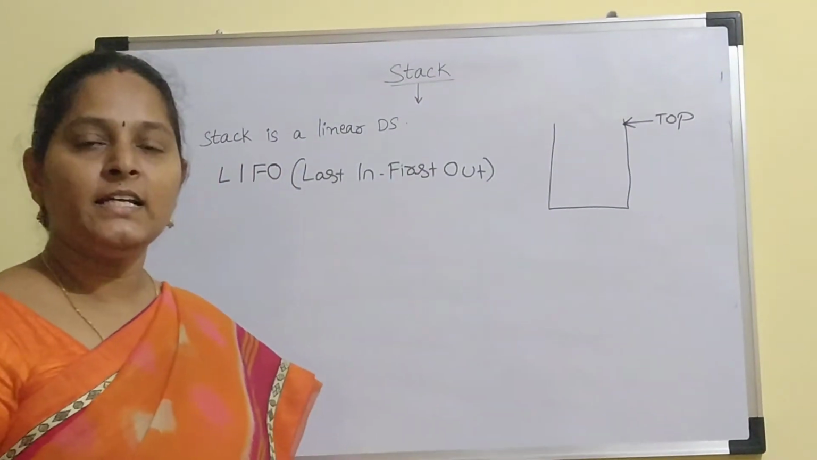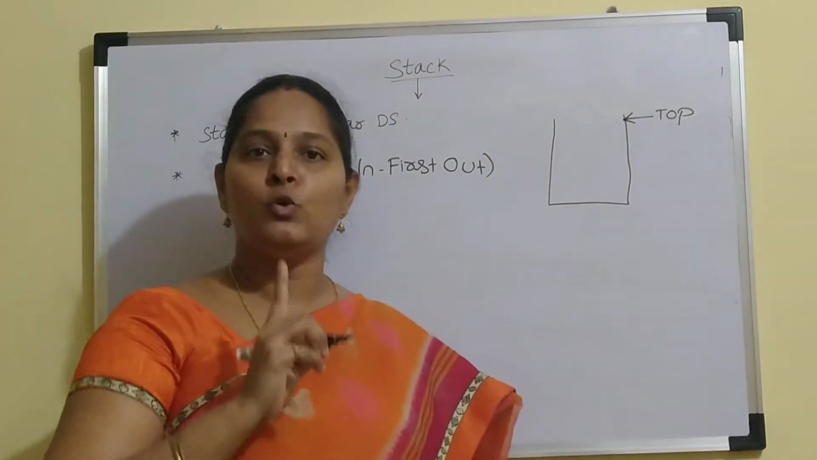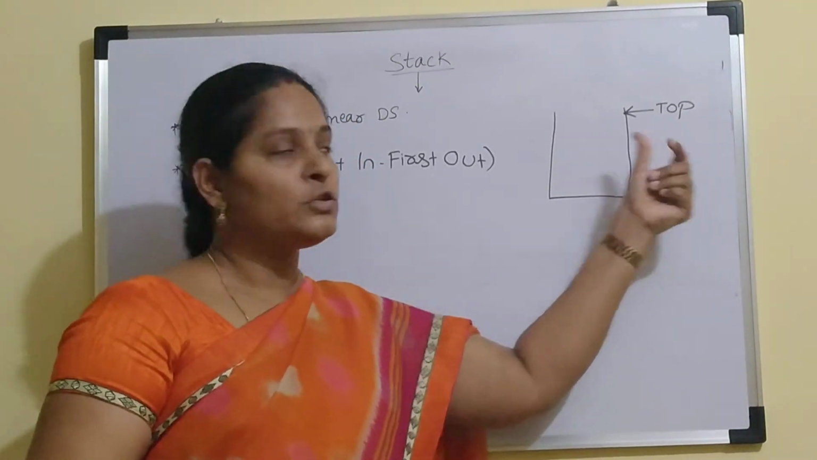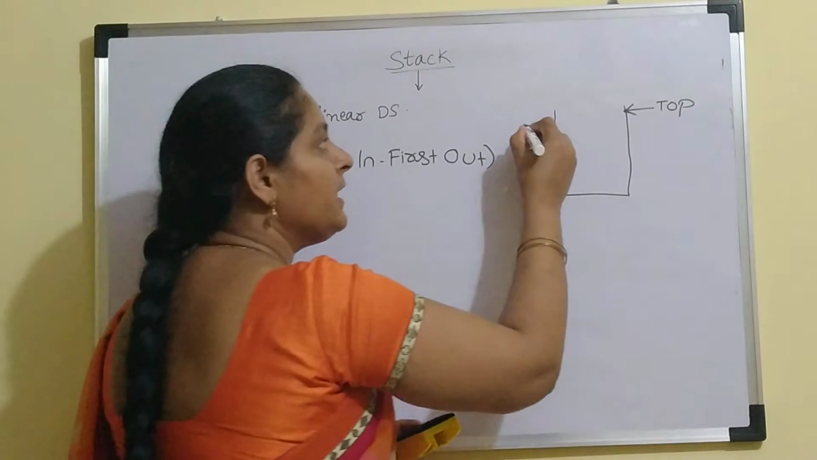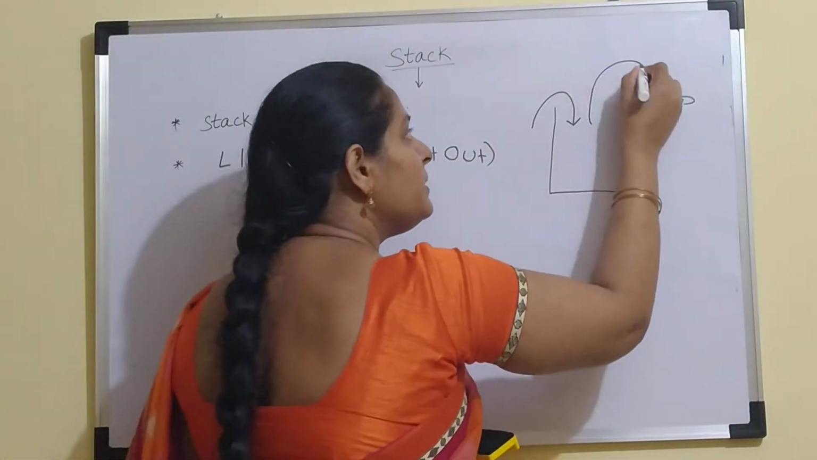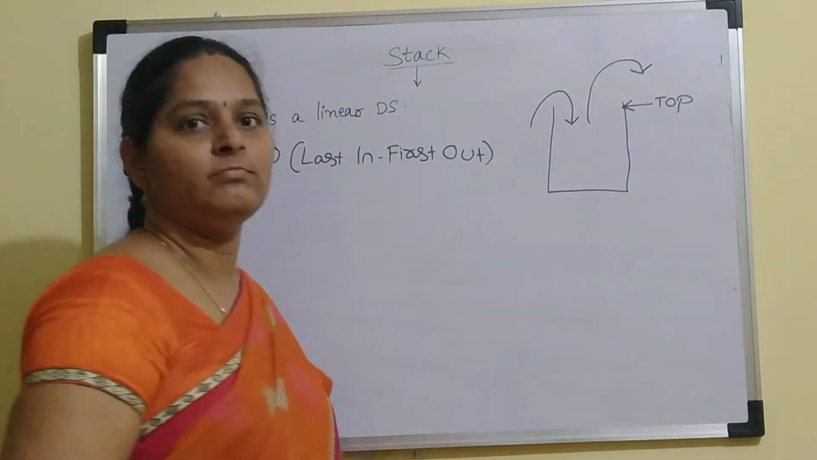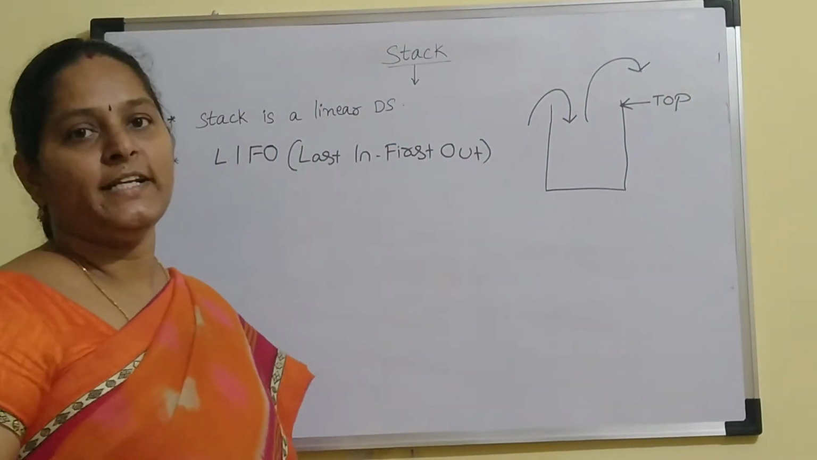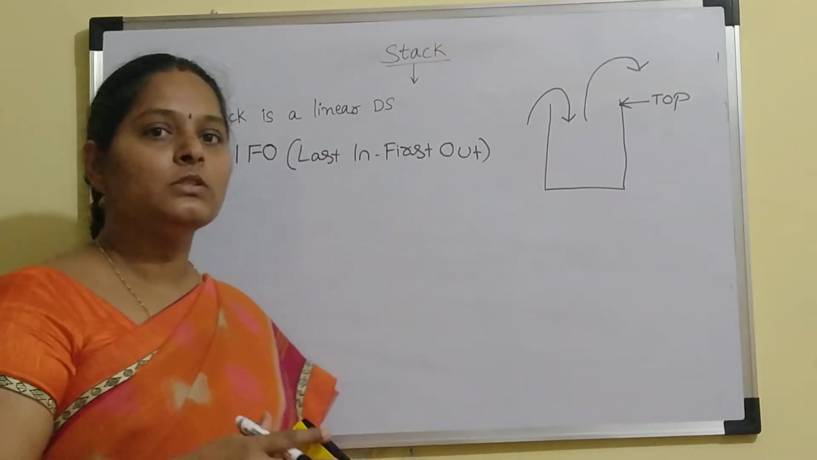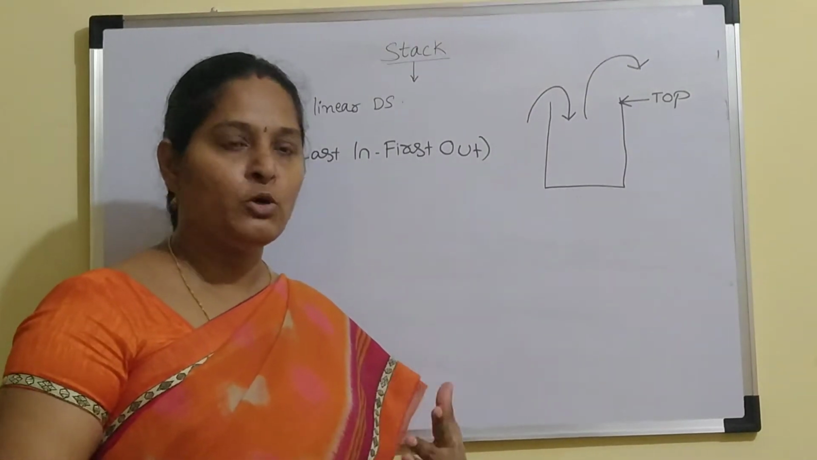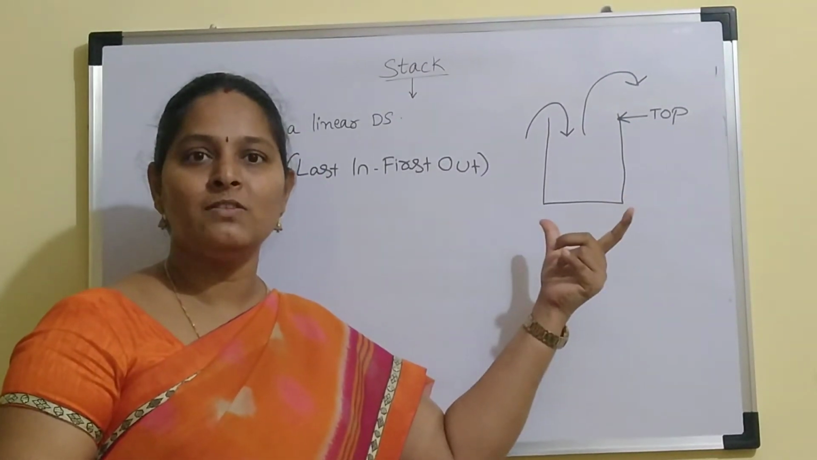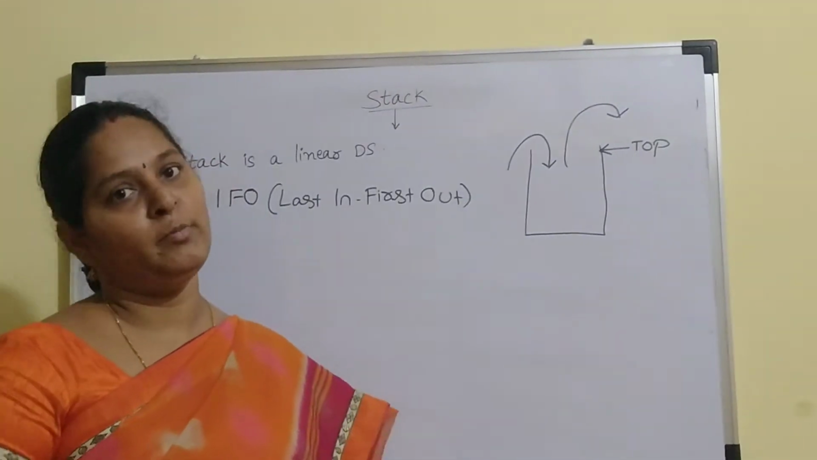In stack, only one end will be open for us. That end we are calling the top of the stack. So from this top of the stack only, if you want to place the contents, we can place them. Similarly, if you want to remove the contents, we can remove them. Now see how, if it is on the board, we can represent the stack like this. Then how will this stack structure be represented in the memory?